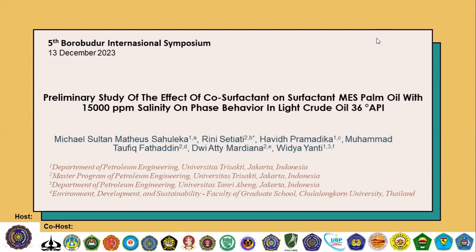Muhammad Taufik Fathadim from the Master Program of Petroleum Engineering, Universitas Trisakti, Jakarta, Indonesia. Dwi Ati Mardiana from the Department of Petroleum Engineering, Universitas Tanri Abeng, Jakarta, Indonesia. And the last one, Widya Yanti from the Environment Development and Sustainability Faculty of Graduate School, Chulalongkorn University, Thailand.